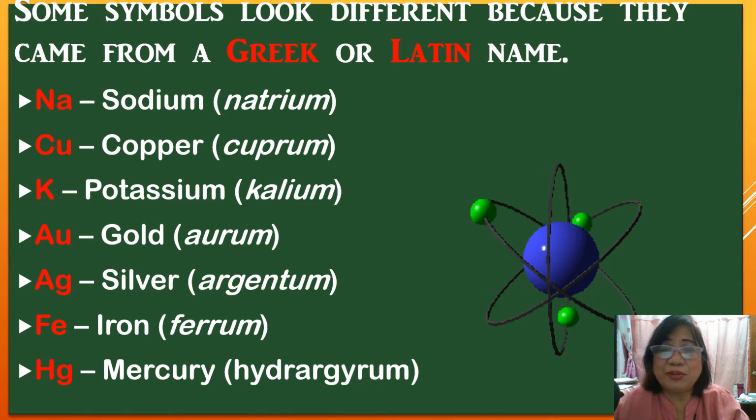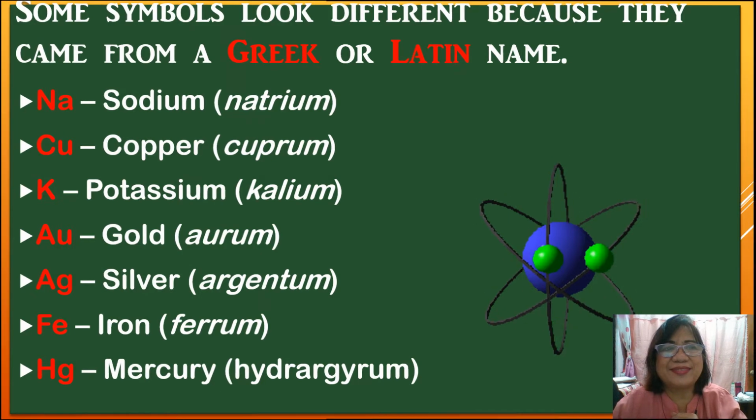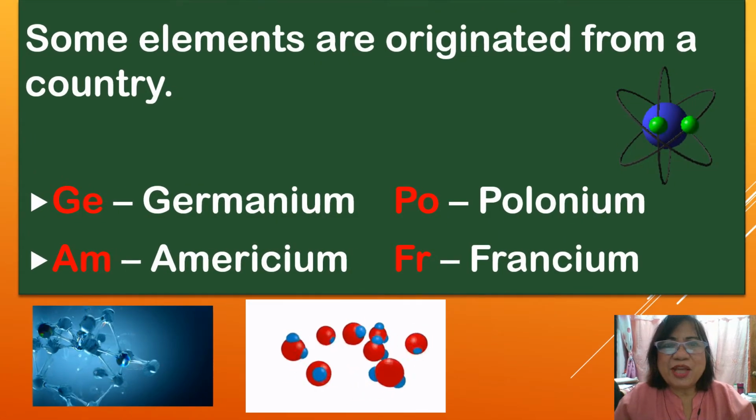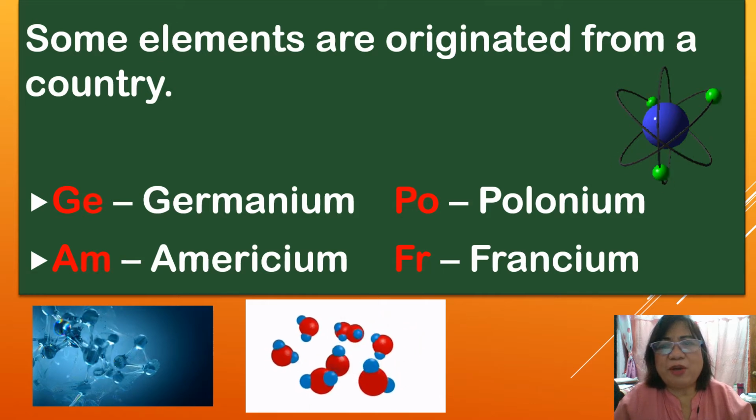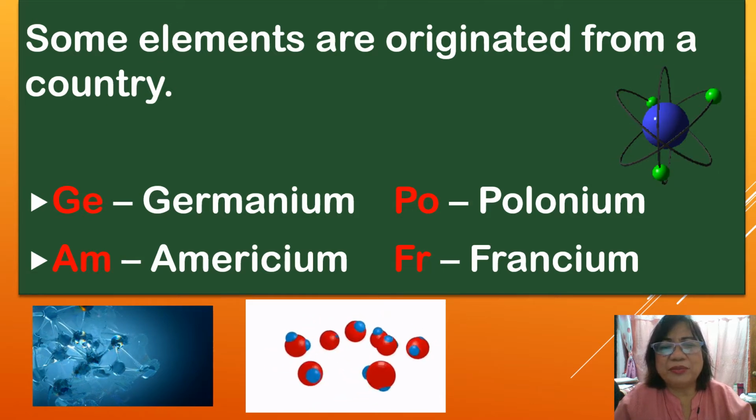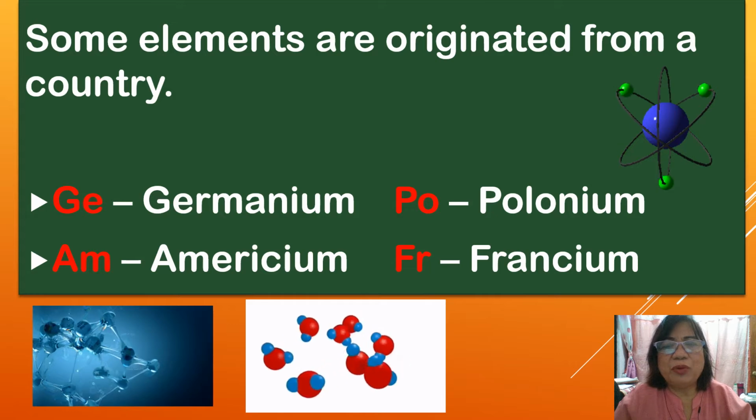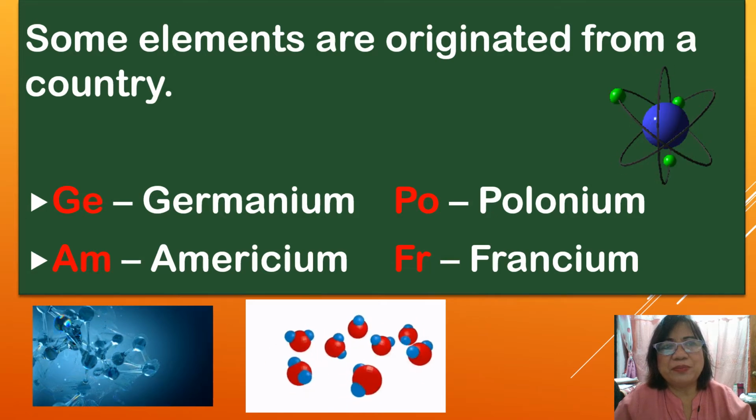Some symbols look different because they came from a Greek or Latin name. Examples are sodium, natrium; copper, cuprum; potassium, kalium; gold, aurum; silver, argentum; iron, ferrum; and mercury, hydrargyrum. Some elements are named after a country: germanium, americium, polonium, and francium.